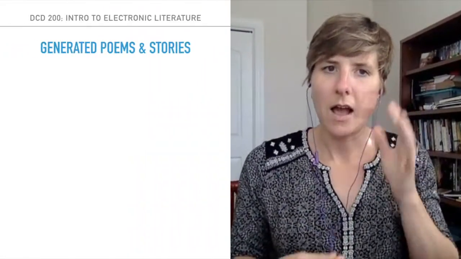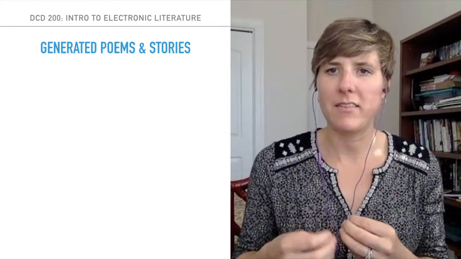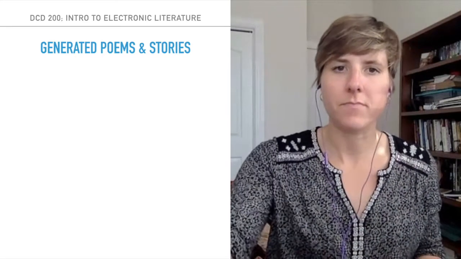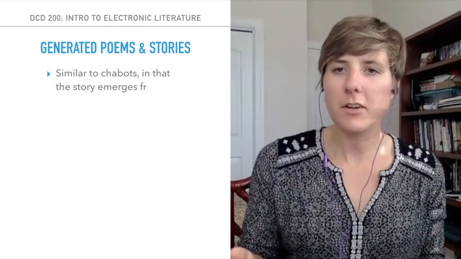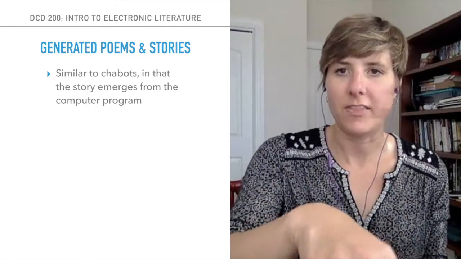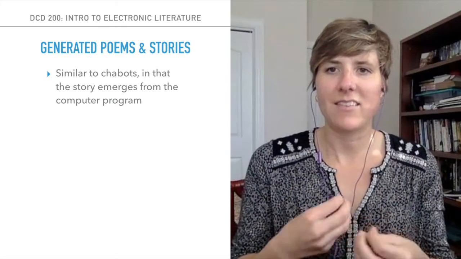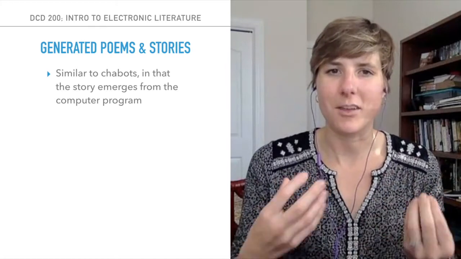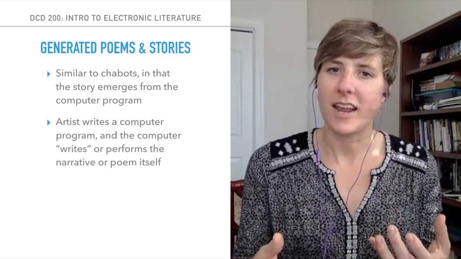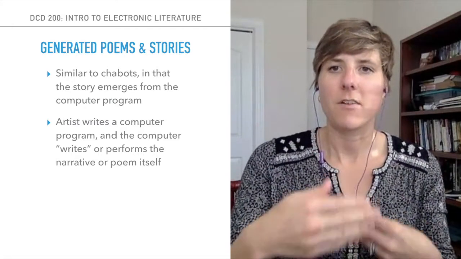Okay, so our seventh model is poems and stories that are generated by computers, either interactively or based on some kind of set parameters at the beginning of the story being told. So this is something that is similar to chatbots, where this is an instance of ELit where the lit itself, right, the story or the poem, emerges from the computer program. So in this case, the thing that the human or the artist actually wrote is a computer program with some kind of storytelling parameters that the computer understands. But then the computer actually writes or performs or produces the narrative or the poem.